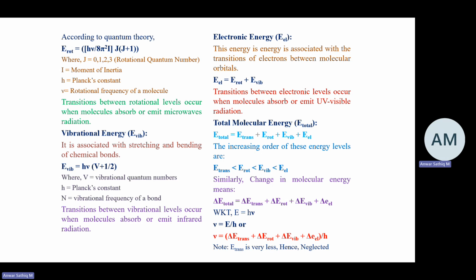Finally, we get nu is equal to delta E translation plus delta E rotational plus delta E vibrational plus delta E electronic, divided by h. Here, translation energy is very small when compared to rotational, vibrational, and electronic energy. Therefore, from the spectroscopic point of view, translation energy is neglected.